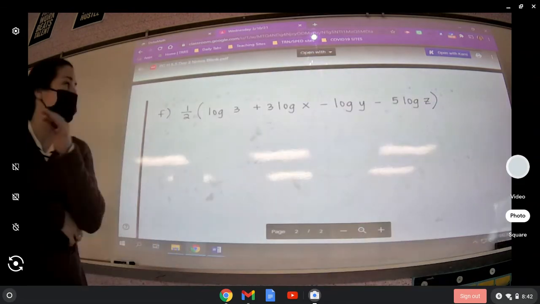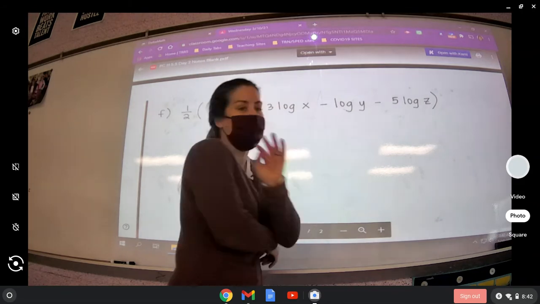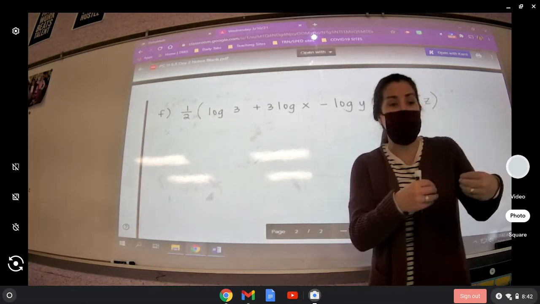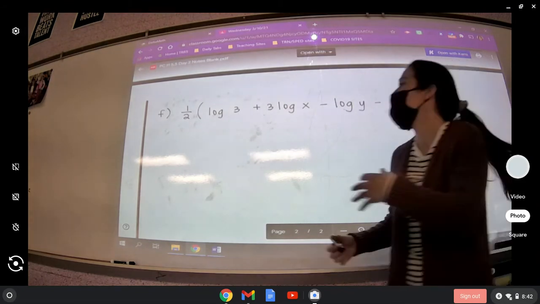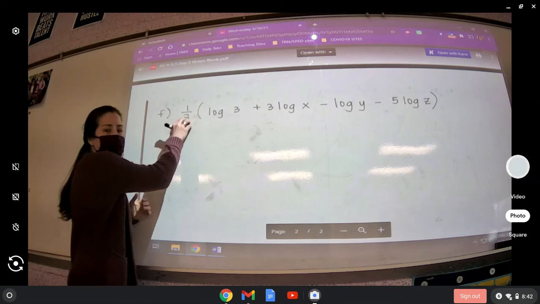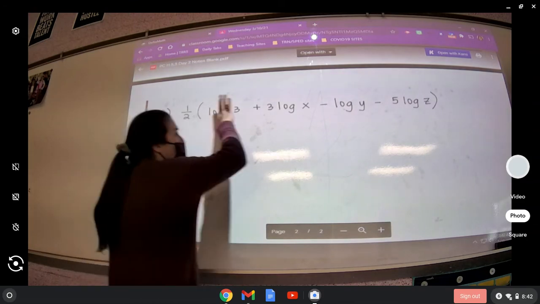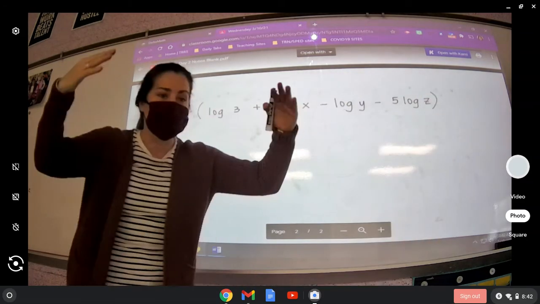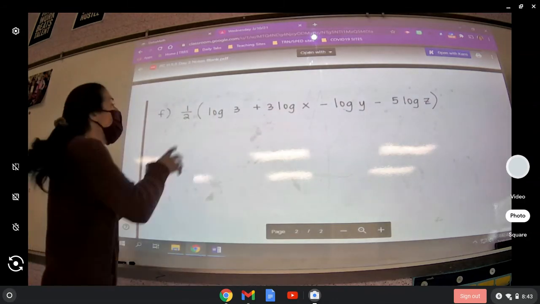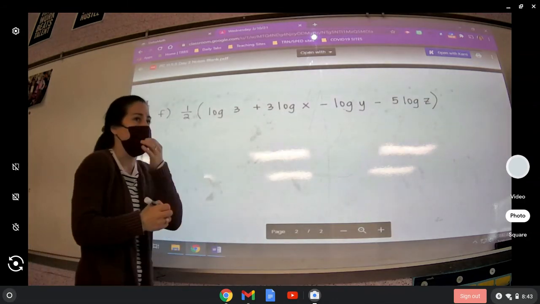So this is a pretty big one in the sense that it's got lots of separate logs that need to go back together, right? Our goal is to always rewrite this as an expression with just one log. So guys, I have parentheses. Notice, there's this 1/2 factor in front, which just means that all of this was raised to the power of 1/2 at the start. So we'll figure that out at the end. We're going to do inside parentheses first.